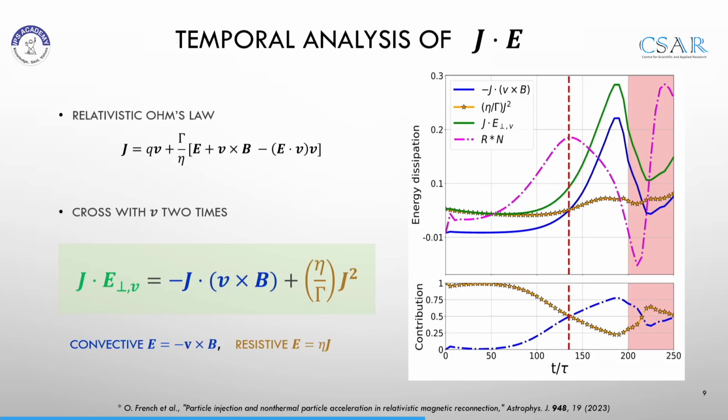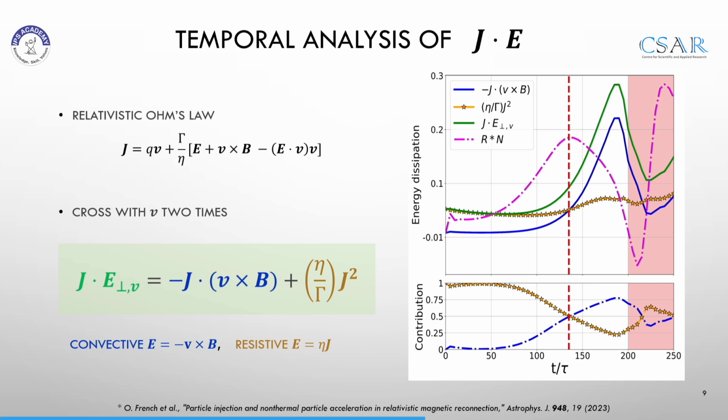We do a temporal analysis of J dot E, like how it varies with time. So for that, we take the relativistic Ohm's law, we cross it with V two times, and we get the J dot E per V. In our simulation, there is no electric field component parallel to the velocity field, hence we obtained this expression. And now you can see there are two terms here. The first one is the convective electric field, and the second one is the resistive electric field.